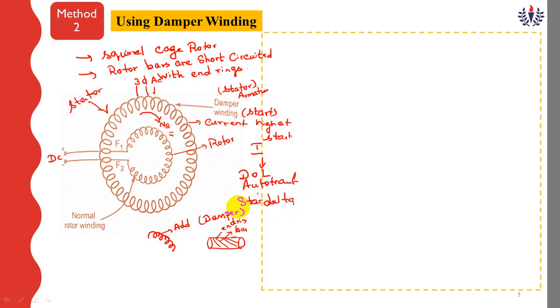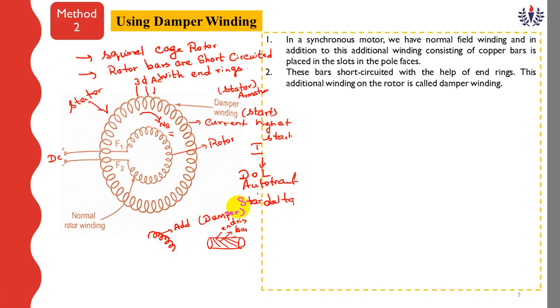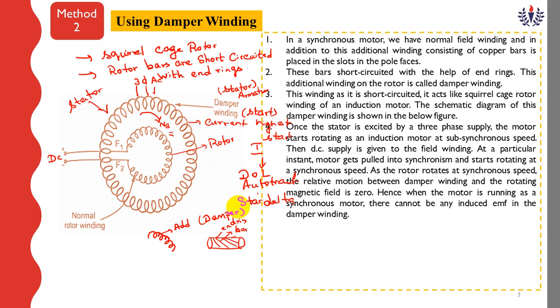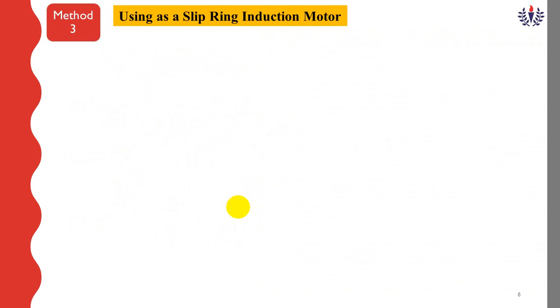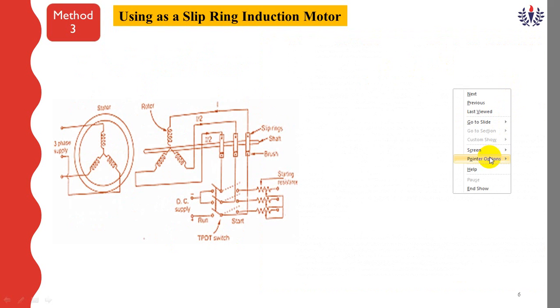So the theory which is available here, I have given you points step by step. Please go through these points. The third method will be the slip ring induction motor. The other name for the slip ring induction motor is the wound rotor induction motor.